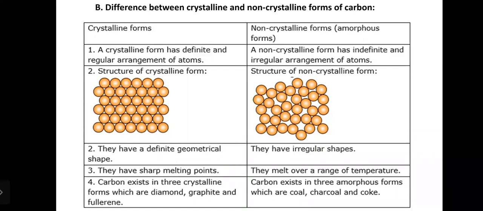In the next difference, you can write about their melting point. Crystalline form has a sharp melting point, but non-crystalline form has a range of temperatures in which it melts. And in the fourth point, you can write their examples. In crystalline form, there are 3 examples: diamond, graphite, and fullerenes. In non-crystalline form, carbon exists in 3 examples: coal, charcoal, and coke.